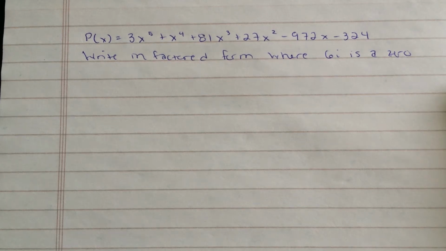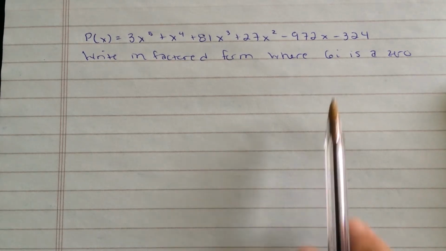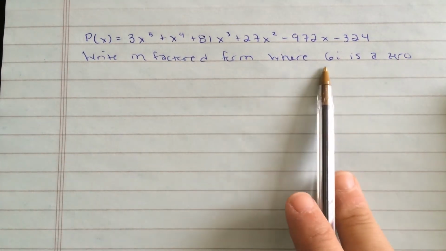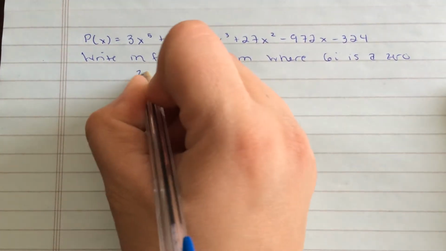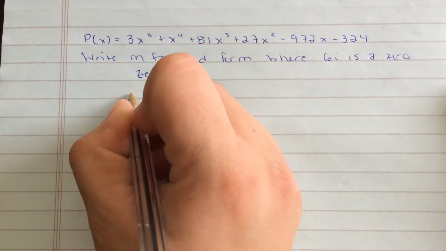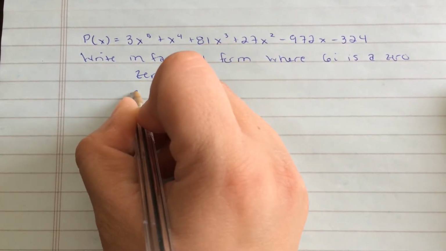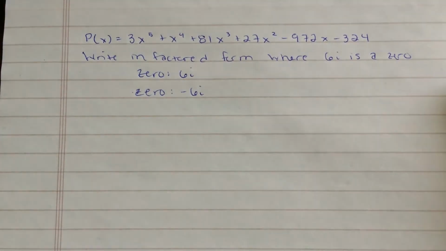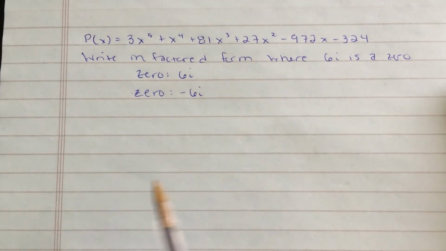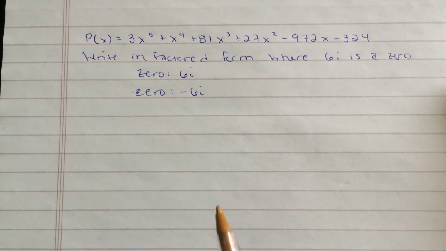Okay, so in this problem, you are being asked to write this polynomial in factored form, and you're given that 6i is a 0. Okay, well, because they're giving us that one 0 is 6i, we automatically know that the conjugate of 6i is also a 0, and that would be negative 6i. So both of those we automatically know, and that happens with every imaginary number. The number and its conjugate are both going to be zeros.